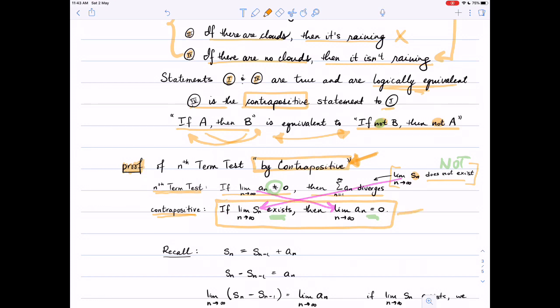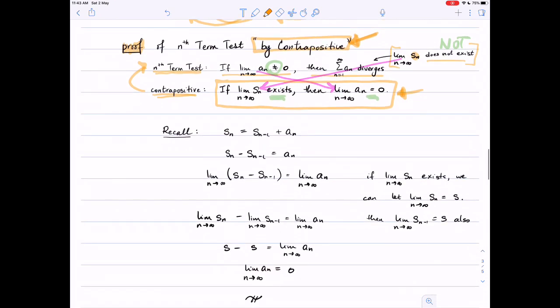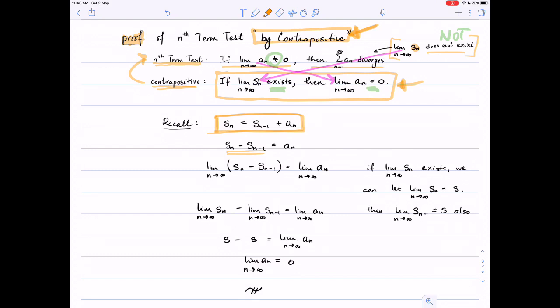And we are going to prove the contrapositive, and because these things are logically equivalent, we will automatically get the statement of the nth term test. So let's go ahead and prove this by contrapositive. And we're going to remember this formula that I reminded you of at the top of the lesson here. Sn is Sn minus 1 plus An. So if I subtract over Sn minus 1, I get Sn minus Sn minus 1 is An.